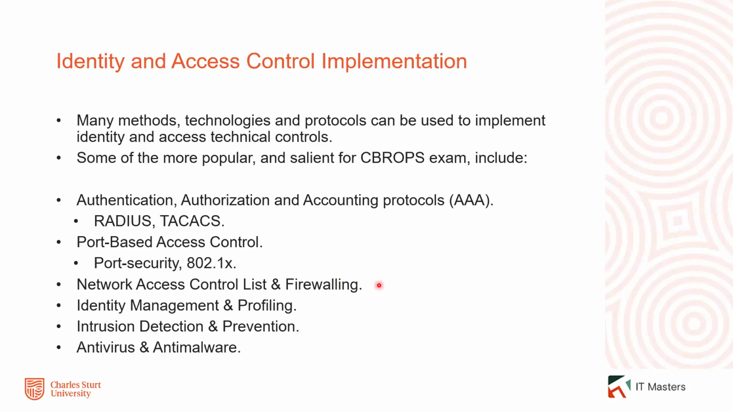Access control lists and firewalling are a really simple and commonly used way of controlling traffic flow in and out of our network. Identity management and profiling is about our roles and groups and responsibilities and coming up with certain profiles for certain job roles or certain people based on how they need to interact with our data and information. Intrusion detection and prevention is obviously a big one. So literally IDS, IDP, and of course our antivirus and anti-malware. So we sort of go more from authentication down to our preventative type controls or detective type controls.